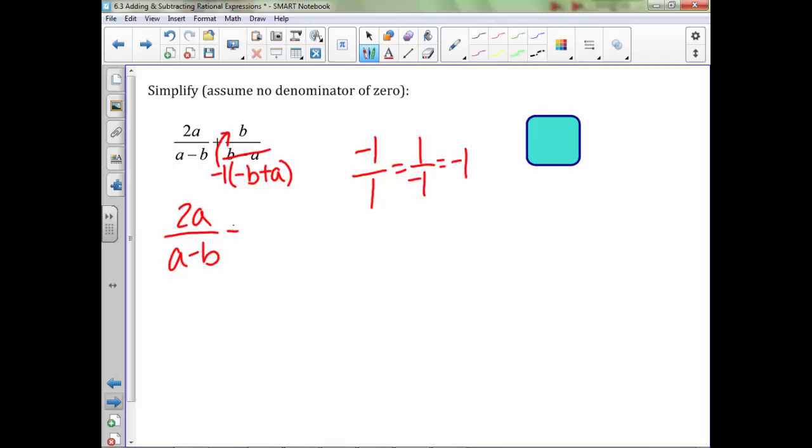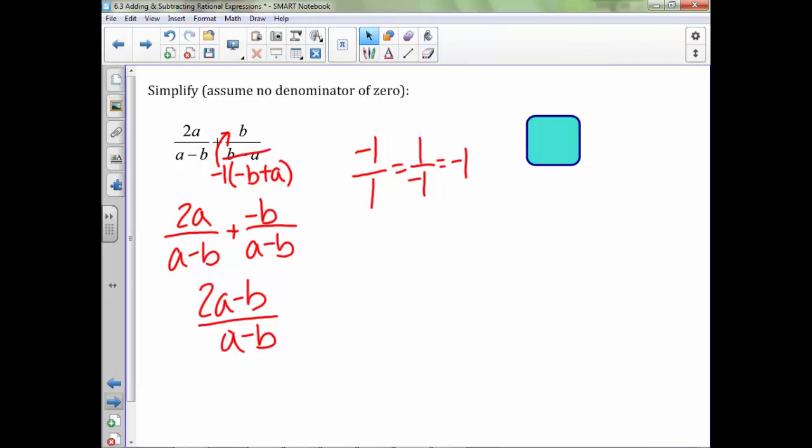So we can actually change this to plus a negative b over a minus b, which then simplifies to 2a minus b over a minus b. Notice those are not the same because the numerator has a 2. Therefore, we cannot simplify it anymore.